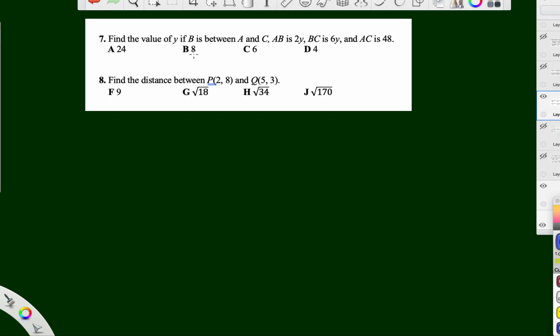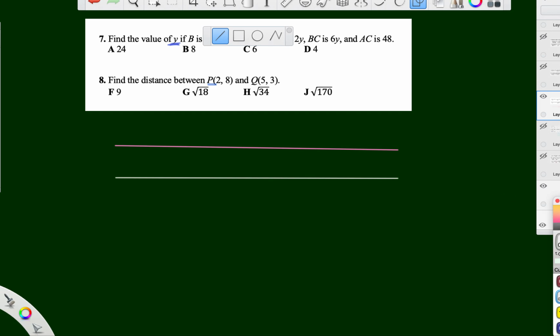Find the value of y. Now we're looking for y. We're not looking for the length of a segment. We're looking for the value of that variable. Find the value of y if B is between A and C, and AB is 2y, and BC is 6y, and AC is 48. So let's go ahead and draw it. There we go. Let's make another one just to show that AC is 48. It's just about the same. And we'll go back to that color, and we're going to start to label. As soon as I get rid of that, I'll put it here up above, A.